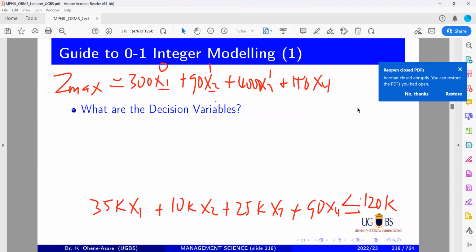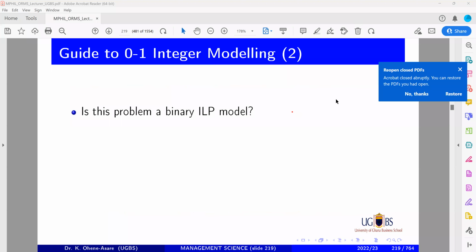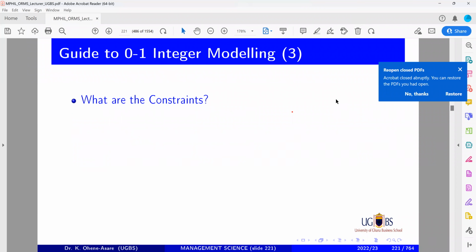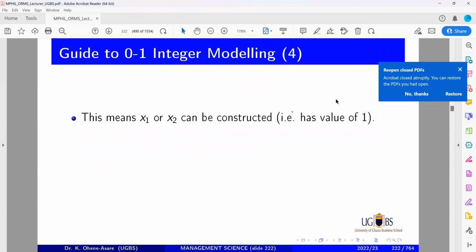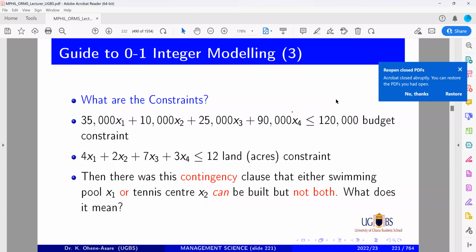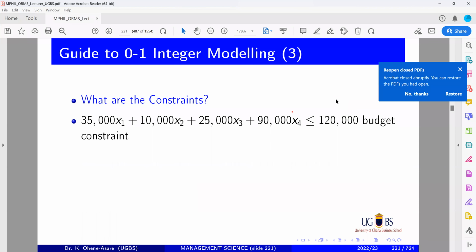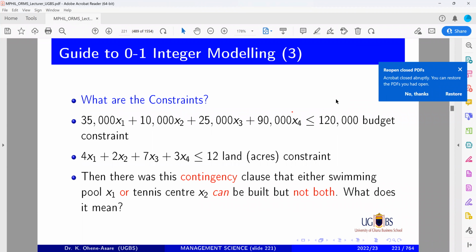Before you start writing these things, let me walk you through a little bit of these English terminologies. Because sometimes when you don't have a clear idea of these English terminologies, it can be very confusing. So this was a contingency constraint. It says that you can't build both, you got to build only one.